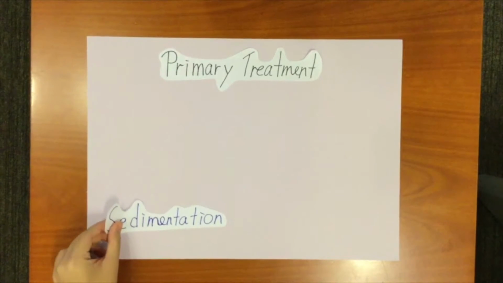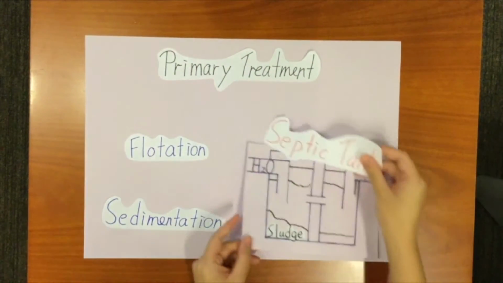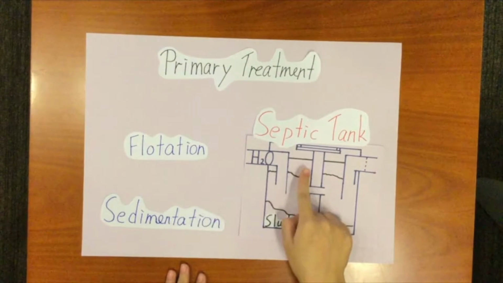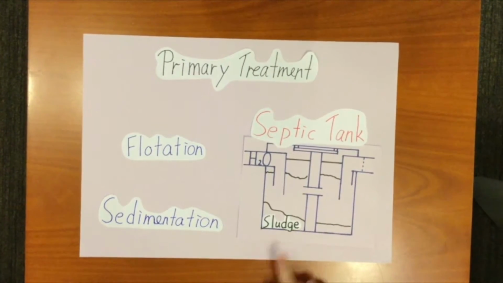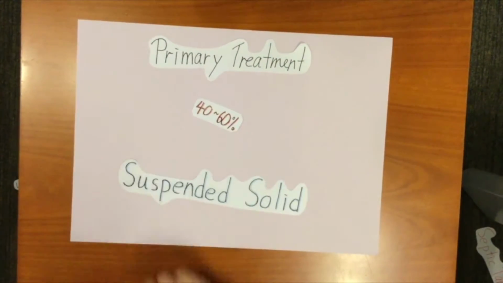sedimentation and flotation in septic tanks with lower water flow rate. For septic tanks, the lighter suspended solids float on the water surface, and denser suspended solids are precipitated at the bottom. After 2 to 3 hours, 40 to 60% of suspended solids can be removed.